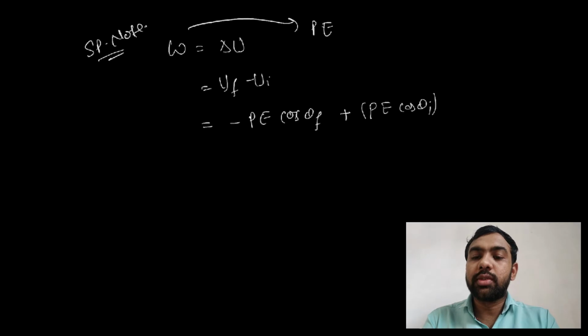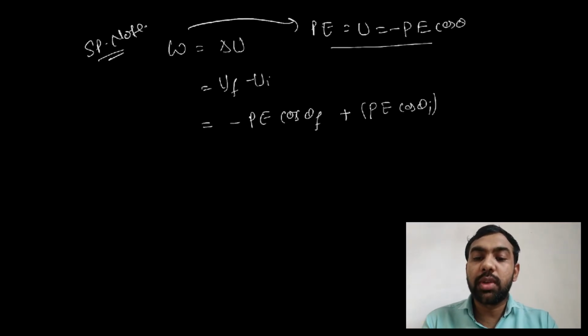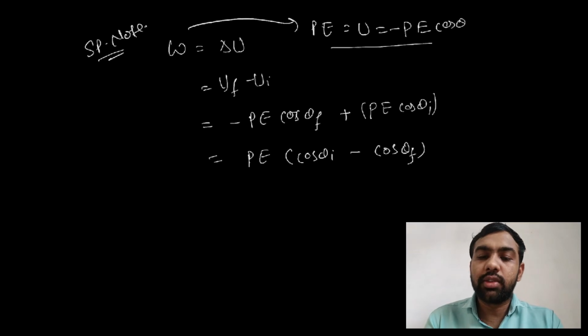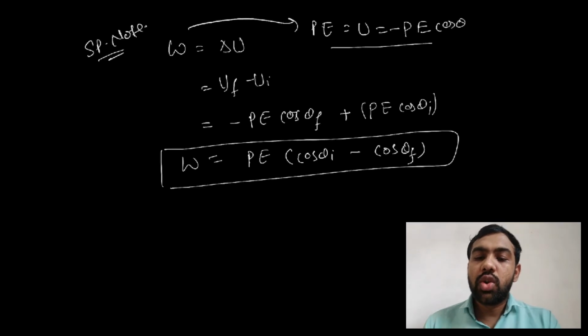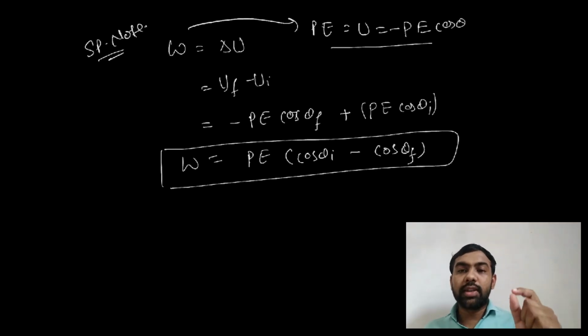What is potential energy? U is equal to minus P E cos theta. So the final angle is theta final, the initial angle is theta initial, so minus becomes plus. So P E common out: P E cos theta initial minus cos theta final. So this much work is required to rotate the dipole from one angle to another angle. If you rotate the dipole from the initial angle theta initial to the final angle theta final, then how much work is required in this process? So that is P E cos theta initial minus cos theta final.